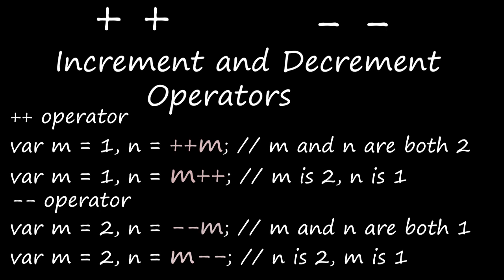Okay. If n is equal to m minus minus, as we have seen in the increment operator, here in decrement also, the m value will be the decremented value, and the variable which is on the left hand side of the equal to will keep the old operand value itself, right? Let's see the increment and decrement.